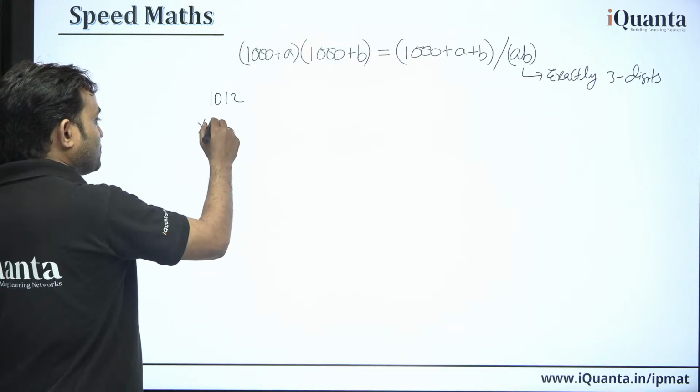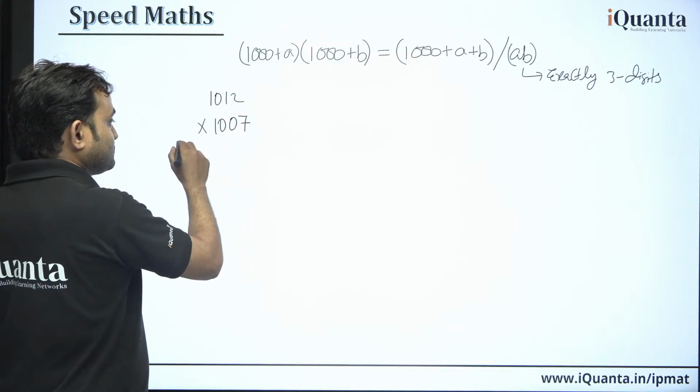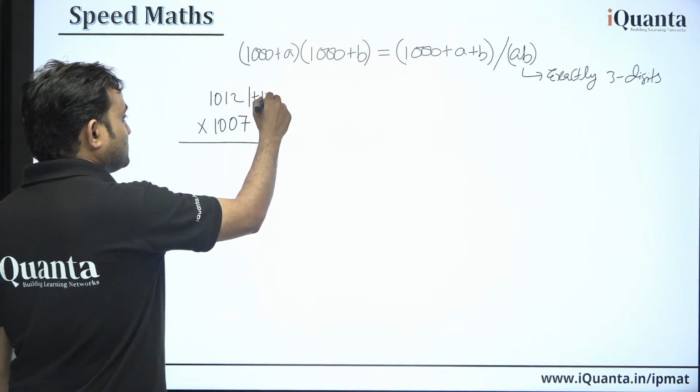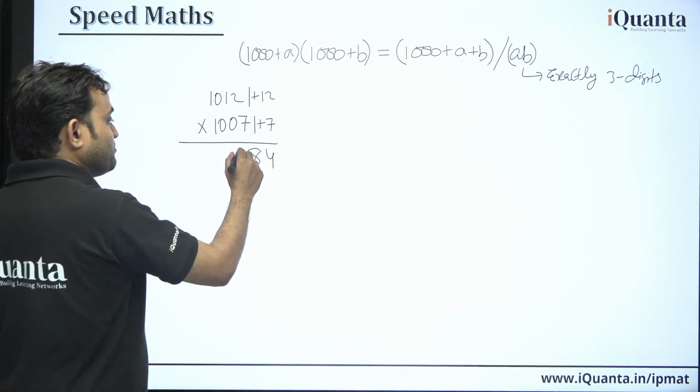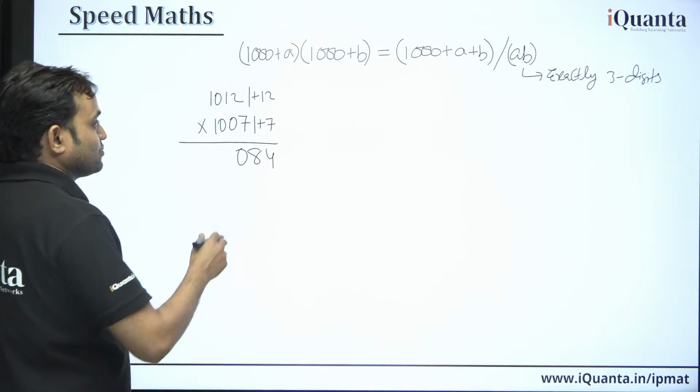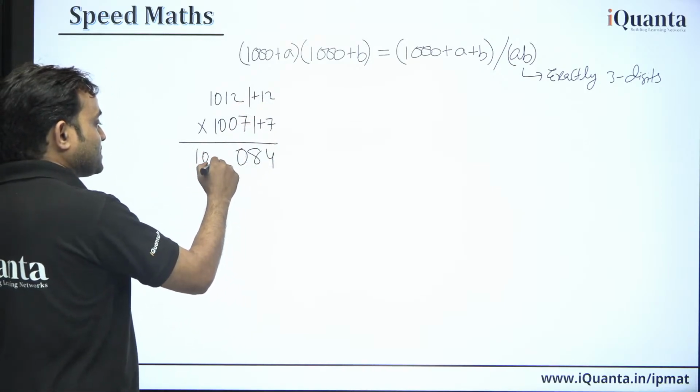1012 into 1007. The surplus here is 12. The surplus here is 7. 12 into 7 is 84. Make it 3 digit. So 084. 12 plus 7 is 19. So 1019.